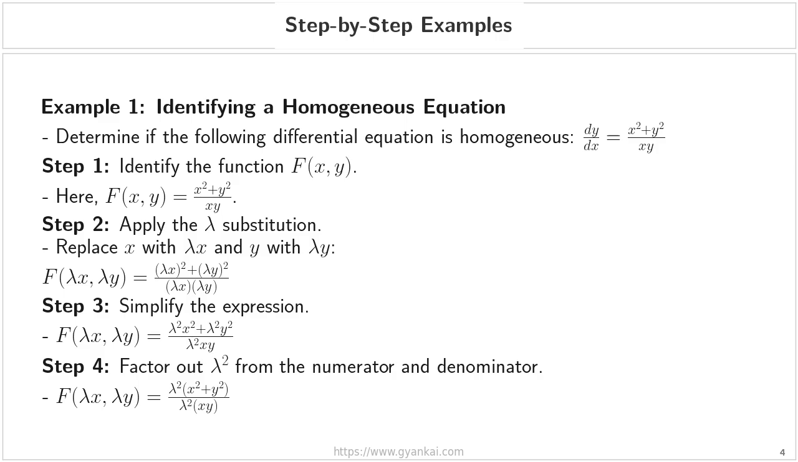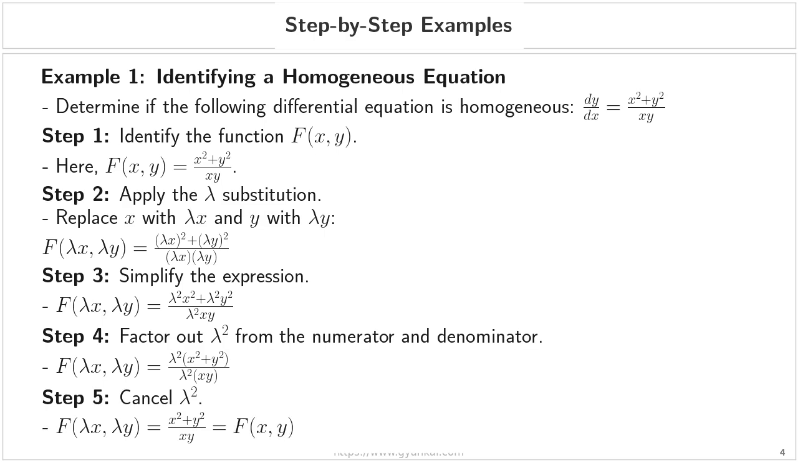Step 4, notice that we have a lambda squared term in both the top and the bottom. Let's factor out that lambda squared from the numerator and from the denominator. This gives us lambda squared multiplied by the quantity x squared plus y squared all over lambda squared multiplied by xy. Step 5, as you can see, the lambda squared terms in the numerator and denominator cancel each other out completely. This leaves us with the original expression, x squared plus y squared over x times y, which is exactly our original function, f of x and y.